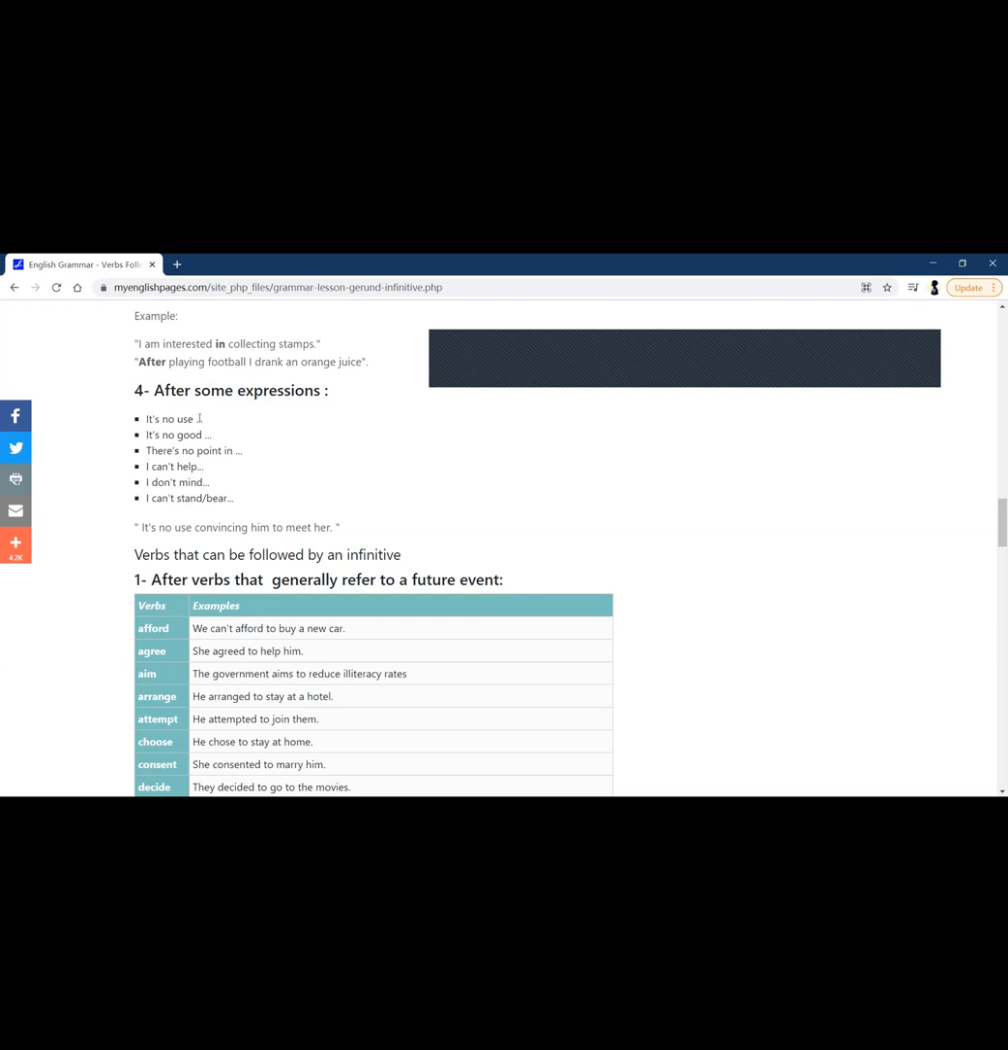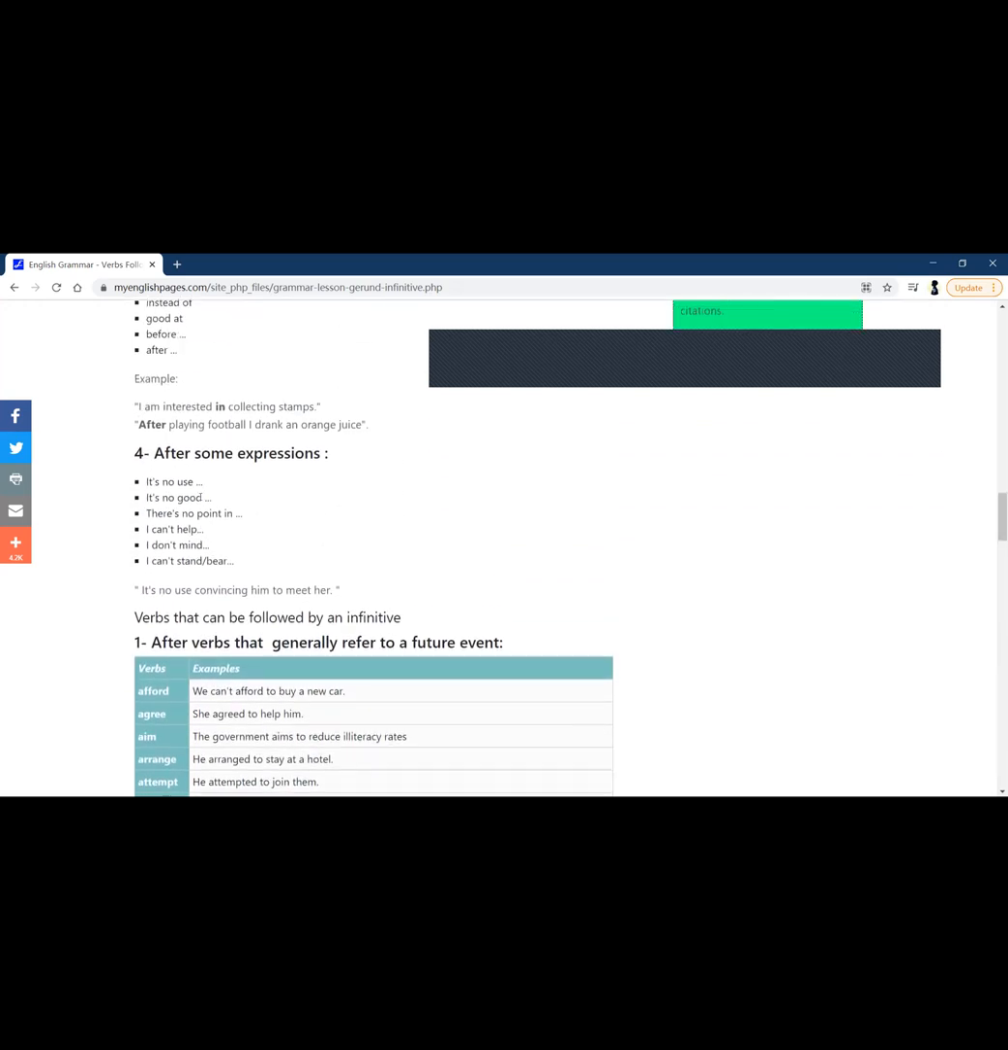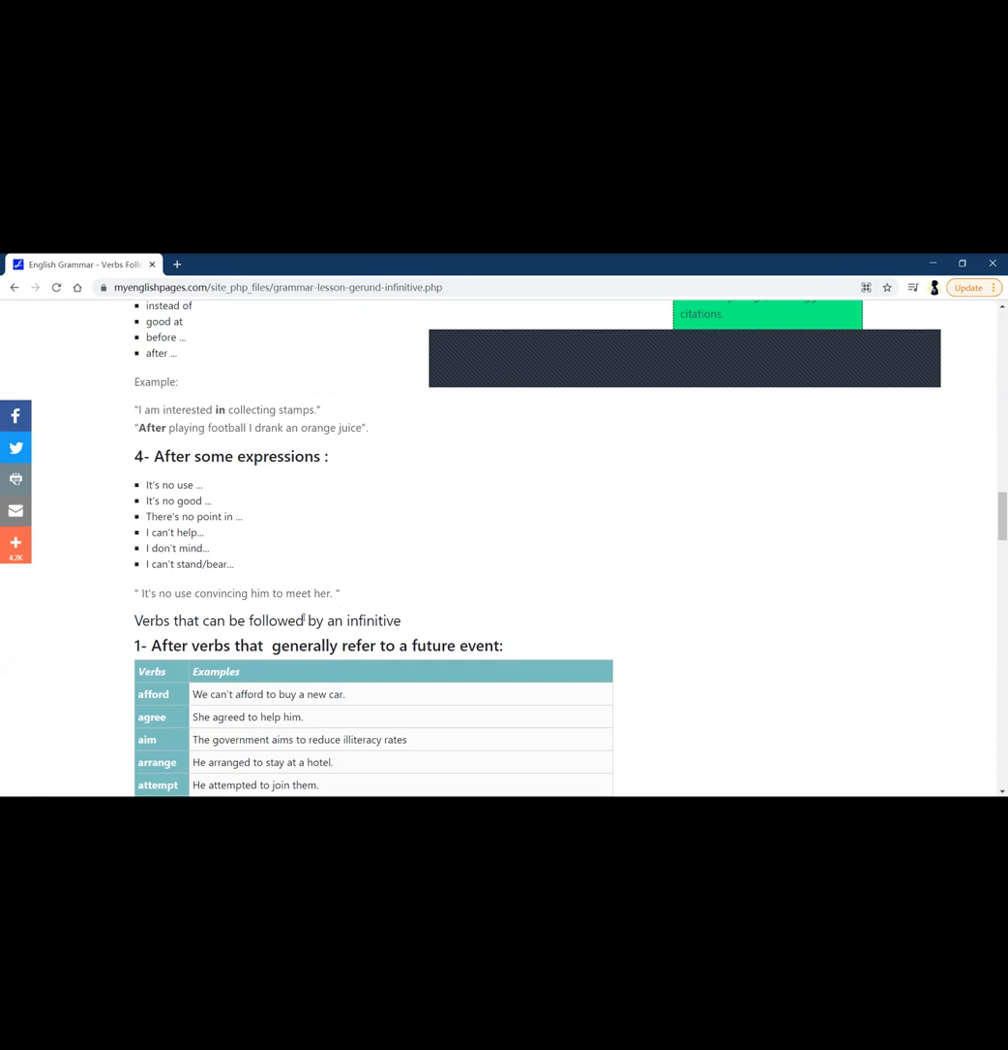So for example, it's no use doing something, it's no good doing something, there's no point in doing something, I can't help doing something, I don't mind doing something, I can't stand or bear doing something. Stand usually means you stand upright on your two feet. But here it means you can't tolerate something. For example, it's no use convincing him to meet her, which means it's useless to convince him to meet her.